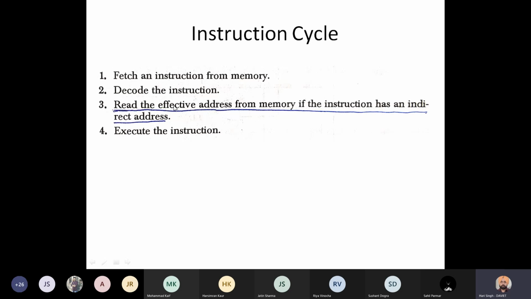It depends upon the type of addressing mode used. If the instruction is related to memory, then step number 3 is required. Further, in a memory related instruction, if indirect addressing mode is used, then this step number 3 is required. So let us switch to the whiteboard to discuss this concept.